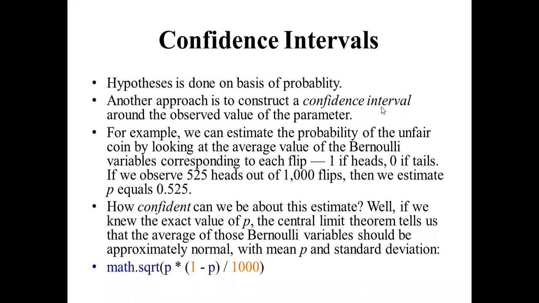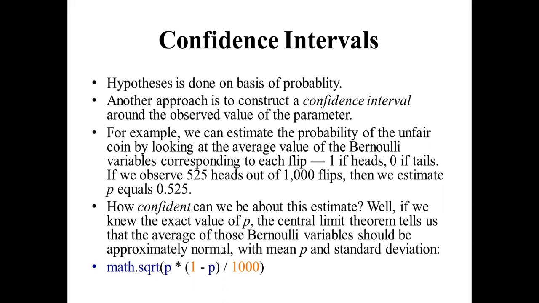If we observe 525 heads out of 1000 flips, then we may estimate that P equals 0.525. Here, P is the probability that heads will occur. So how confident can we be? We can estimate the confidence.